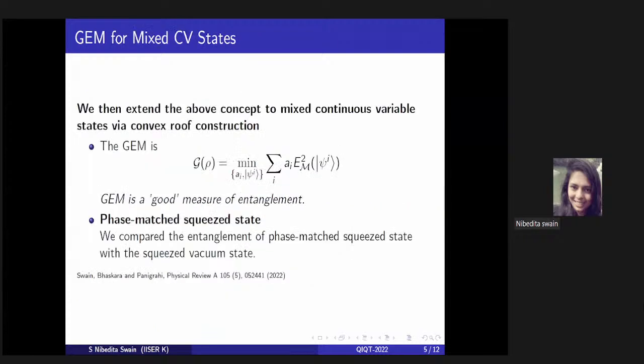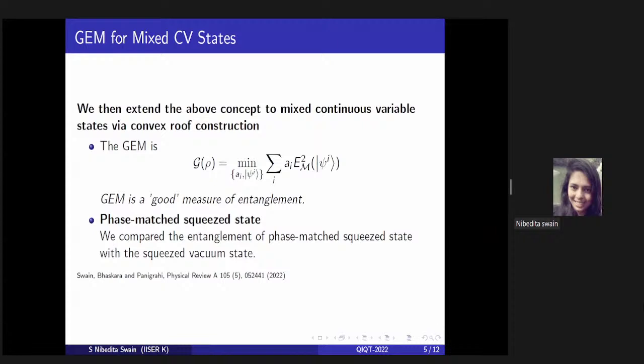Next we extend this concept to the mixed continuous variable case by using the convex roof construction. The convex roof construction is a general method to define a generalized entanglement measure for a mixed state. We have also proved that the measure is a good measure of entanglement. It satisfies all the criteria.